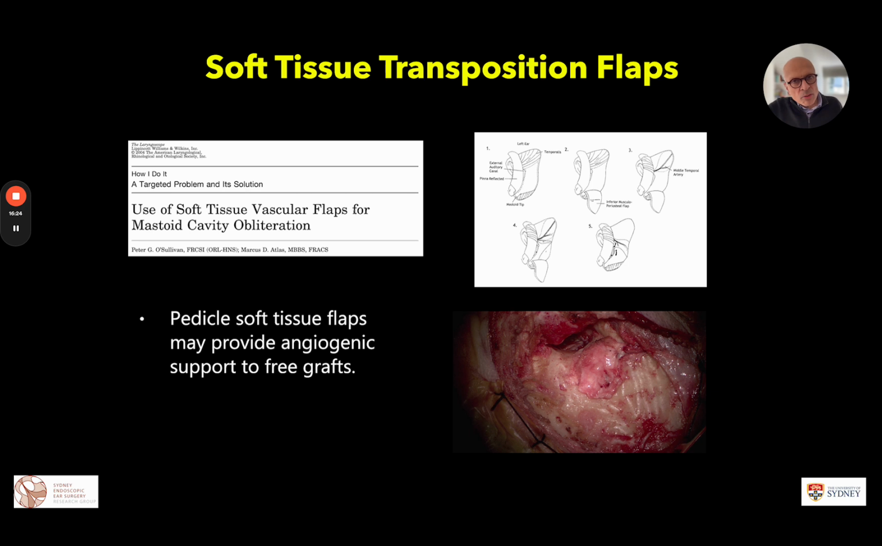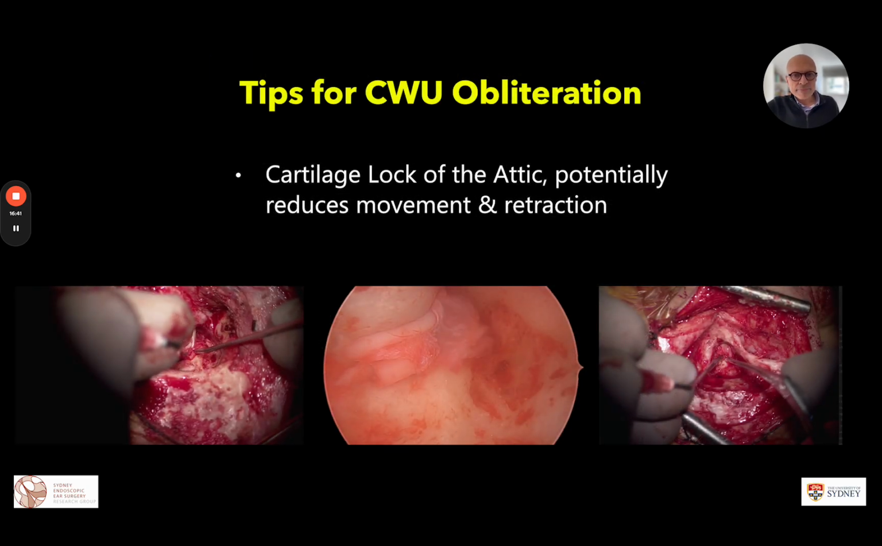I think it's an open question where to place these flaps, whether we put them into the central part of the obliteration and put some bone in, then the flap, and then some bone on top of that, or whether we put it laterally or deep in the cavity. I think that's an open question that hasn't really been answered properly in the current available literature.